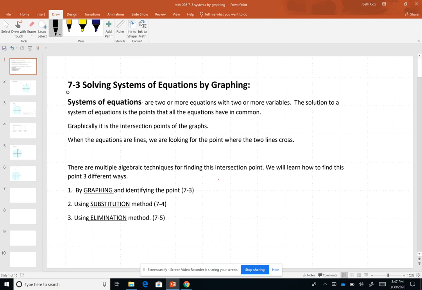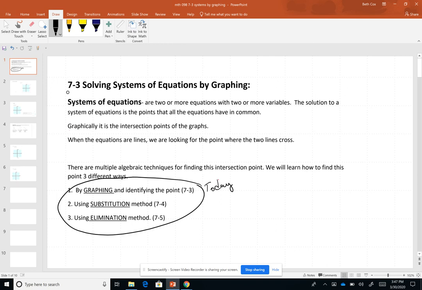All right, so we're starting our last unit. Our 7.3 is solving systems of equations by graphing and substitution and elimination. So in chapter 7, we have 3 things that we're going to be learning about, and today we're going to do the 7.3. I'll be posting 7.4 later in the week, and then we will work on that, and then 7.5 after that.